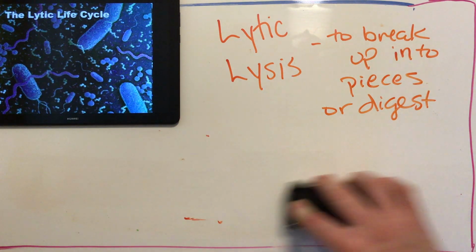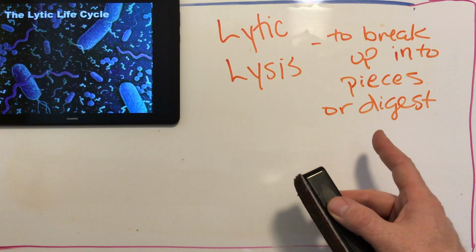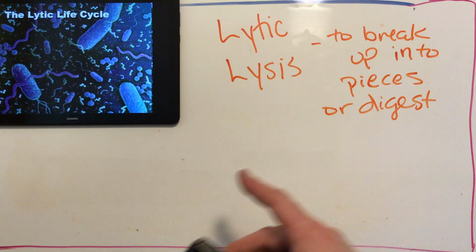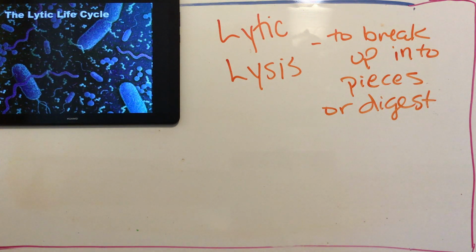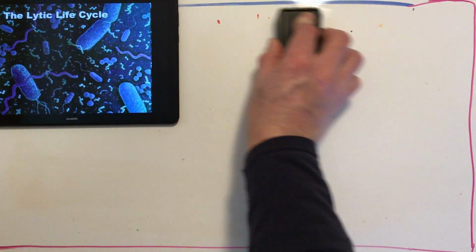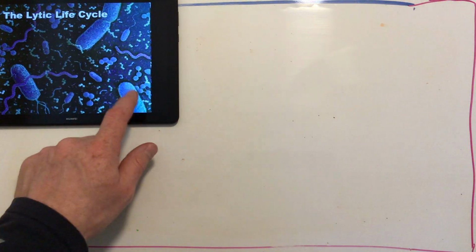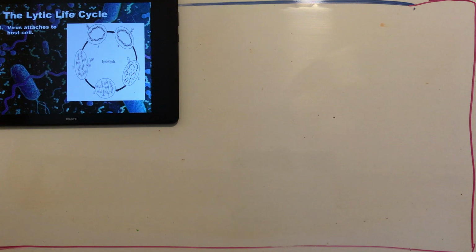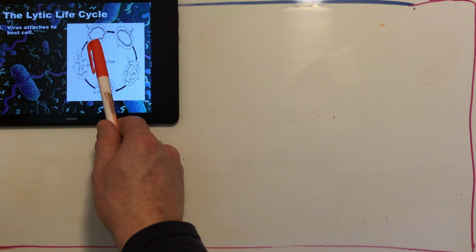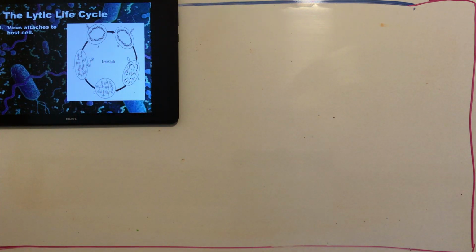So the lytic life cycle means something's getting broken up, and the bad news is what ends up getting broken up is our cell. At the conclusion of this lytic life cycle, the cell is ruptured and explodes, releasing tons of viral particles to go out and infect more cells. So let's take a look at this. Very simple steps here. So we'll start here, and then we'll work our way around clockwise on this diagram.